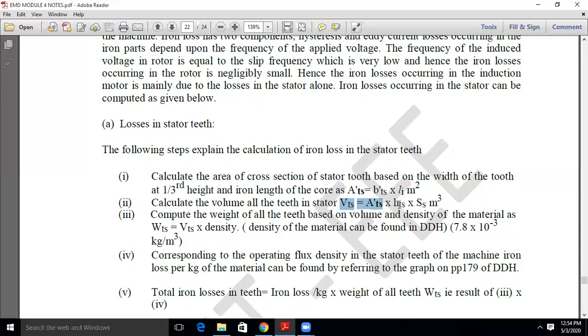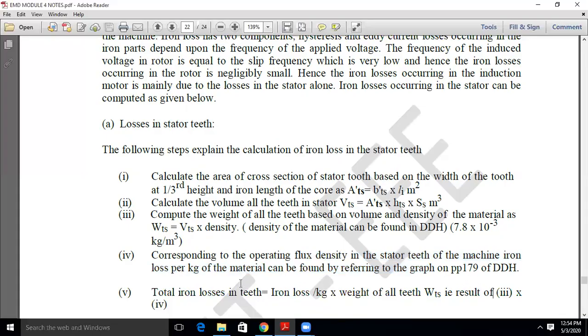Again, that is the height of the stator tooth, and that is again SS, the number of stator slots. Again, compute the weight of all teeth based on the volume and density of material as WTS. This weight can be calculated by taking this VTS into density. Corresponding to the operating flux density in the stator teeth of the machine, iron loss per kg of metal can be found by referring to the graph below.